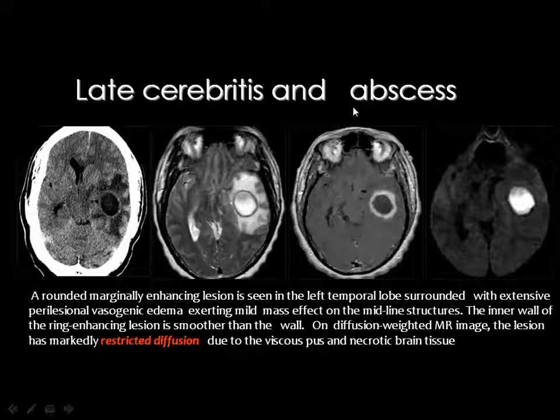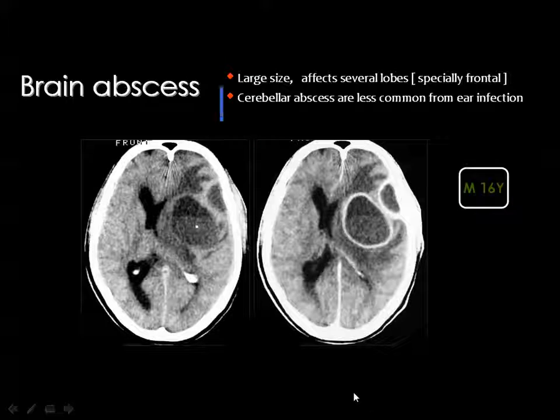But in late cerebritis and after abscess formation, you get a marginally enhanced lesion surrounded by perifocal brain edema. The lesion is of low signal in T1, high signal in T2, and shows uniform marginal enhancement, and very characteristically you get restricted diffusion, as in inflammatory lesions in general. In order to differentiate, sometimes a glioblastoma multiforme may simulate an abscess, and you may get help from the diffusion weighted images as well as MR spectroscopy.